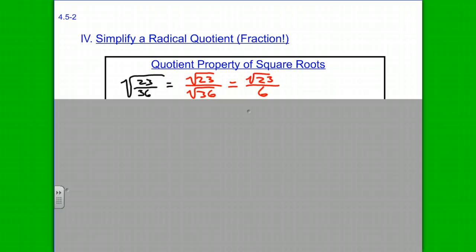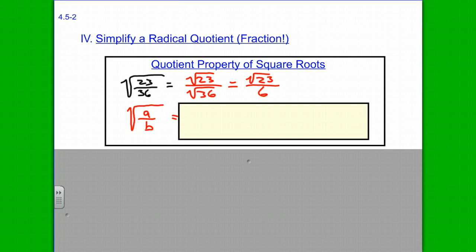A fraction is not simplified if there is a radical in the denominator. You may not have a radical in the denominator underneath. Just like what number may never be in the denominator? 0. Under may never have 0, right? So this is now a simplified radical expression because the square root of 23 is not simplifiable, really. 23 is not a perfect square number. So there you have it.